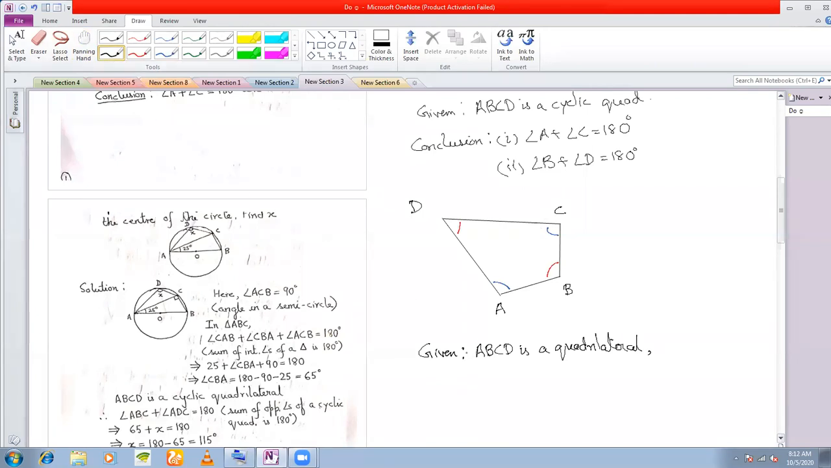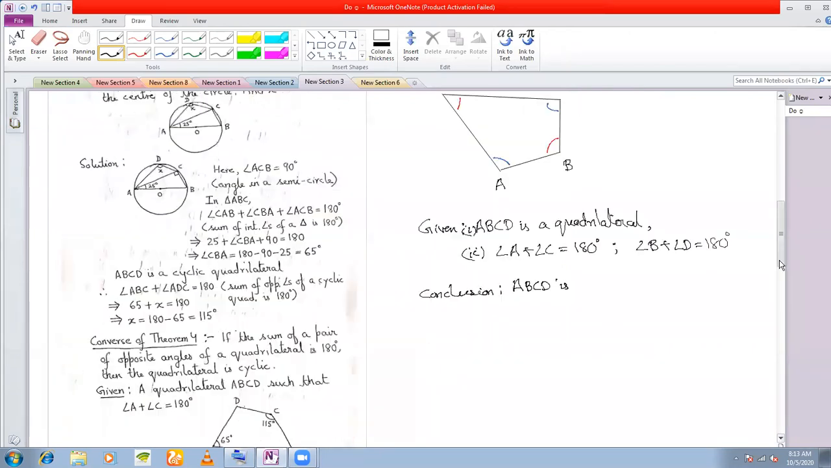So what are the pieces of information given? ABCD is not given as a cyclic quadrilateral; ABCD is any quadrilateral given to you. Also given to you is that angle A plus angle C is equal to 180 degrees, and angle B plus angle D must be equal to 180 degrees. If these two pieces of information are given to you, then you can conclude that ABCD is a cyclic quadrilateral.